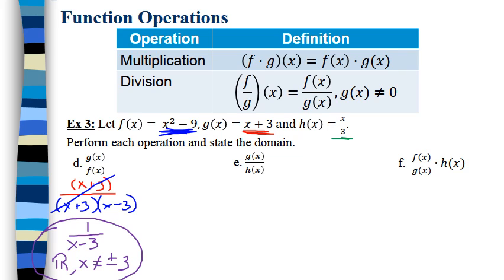Okay. For the next problem, we're going to do g of x divided by h of x. So g of x is x plus 3 divided by h of x, which is x divided by 3, or 1/3 x. And we remember that when we divide by a fraction, we're really multiplying by a reciprocal. So we can rewrite this as 3 over x times x plus 3. And when we distribute, 3 times x divided by x, so x divided by x is 1. So this would be 3x over x plus. Remember, these are all over 1.